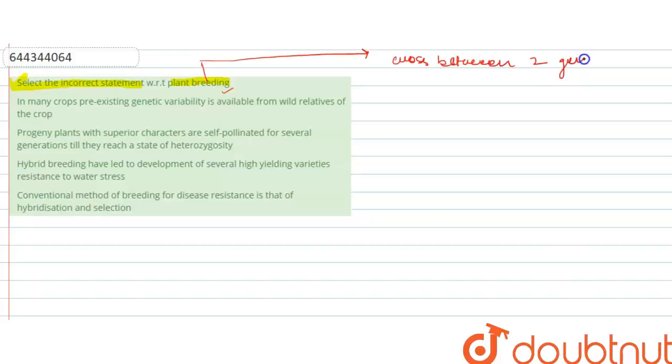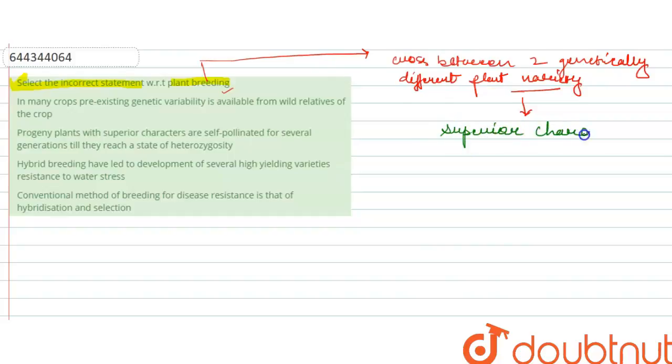Genetically different plant varieties, and the purpose of it is that we can gain superior characters in our new progeny.